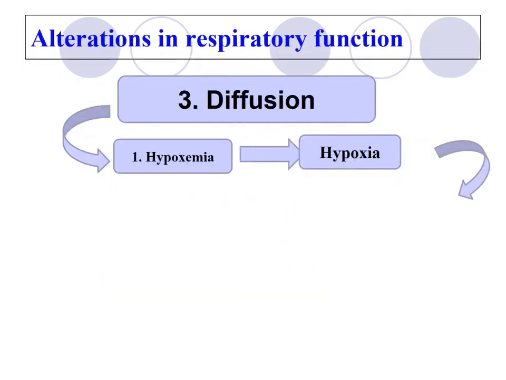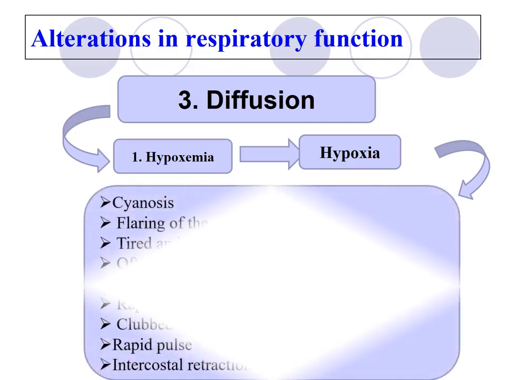Alteration in respiratory function. One alteration is in diffusion, which is the transfer of air through the membrane of the alveolar sac to the blood. There is what we call hypoxemia or hypoxia. Hypoxemia or hypoxia means that the level of oxygen in the blood is less than normal.